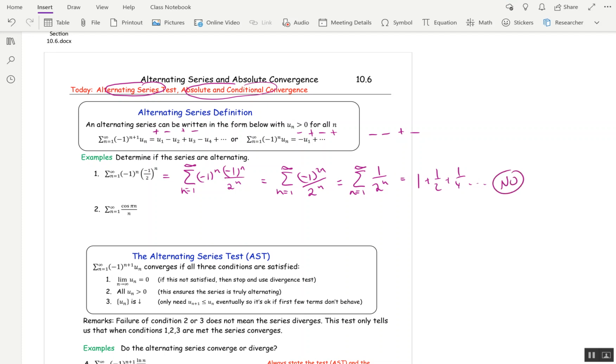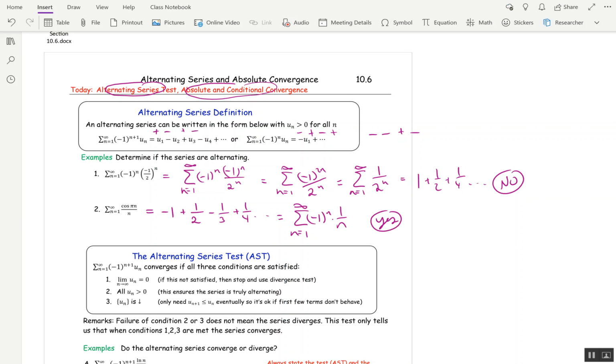All right, the next one doesn't look alternating, but actually it is. Let's write out some terms and see what's going on. When n is 1, cosine pi over 1 is -1. When n is 2, we've got cos 2 pi, which is +1 over 2. And when n is 3, we get -1 over 3 because cos 3 pi is negative. And then it'll go plus 1/4, and so on. So we could rewrite this as the sum n equals 1 to infinity of (-1) to the n times 1 over n. And that is alternating. The terms go minus, plus, minus, plus, minus, plus.